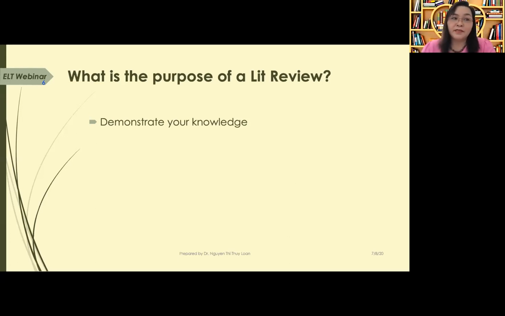Your thesis supervisor or thesis examiner may know about your topic, but I'm sure that they do not know in detail what you are researching because they do not spend a lot of time reading about your topic. So that's the place for you to show your knowledge to your thesis committee or thesis supervisor. And also by reviewing the literature, you are able to know what has been done and what hasn't been done before. What has been done before is where you place your research. It means that by reviewing the literature, you are able to justify the research gap, the niche of your research.